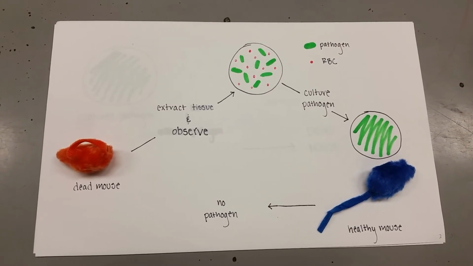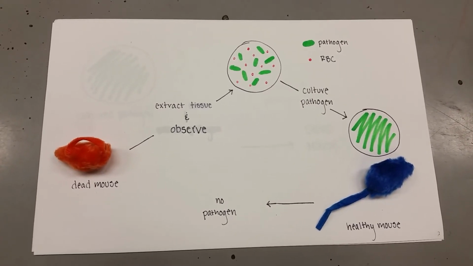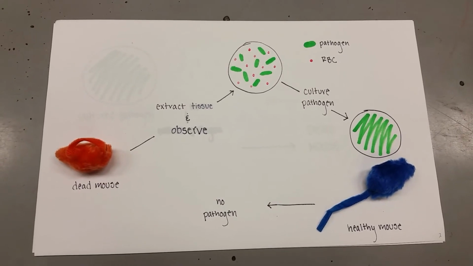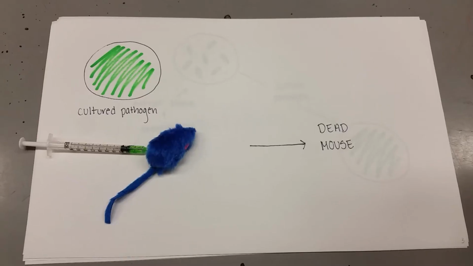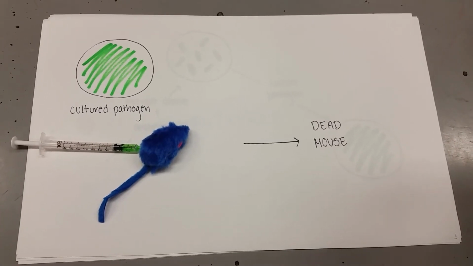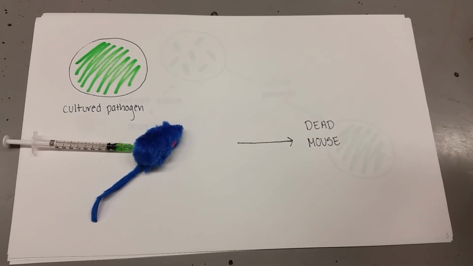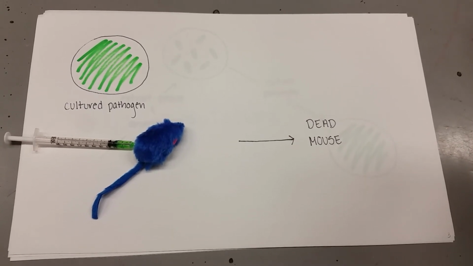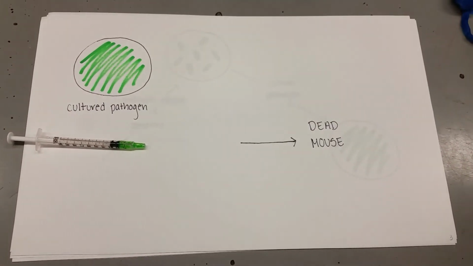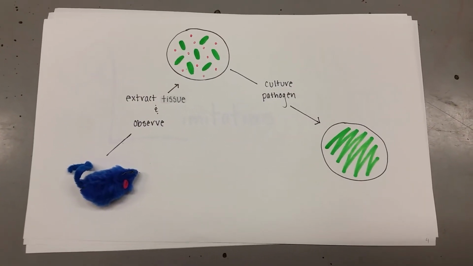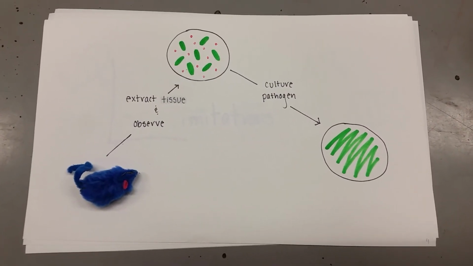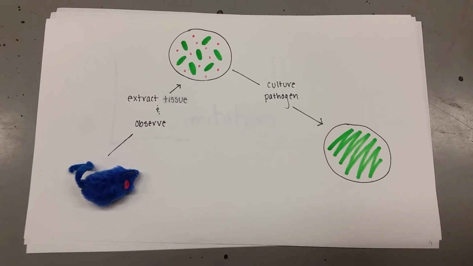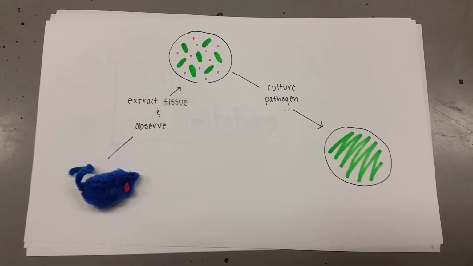Koch's second postulate states that the suspected pathogen must be grown in a pure culture, meaning it must be isolated. The third postulate states that cells from a pure culture of the suspected pathogen must cause disease in a healthy animal that is inoculated with the suspected pathogen. Koch's last and fourth postulate states that the suspected pathogen must be re-isolated and shown to be the same as the original.